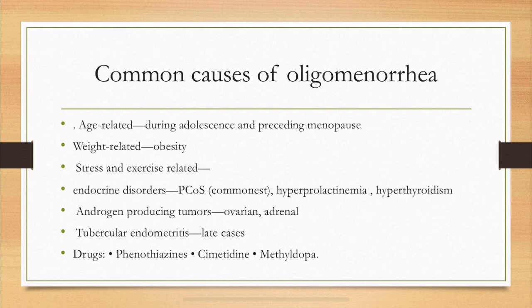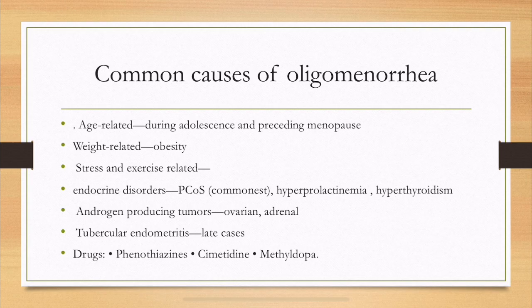Hyperprolactinemia, hyperthyroidism. As we discussed earlier, with hyperthyroidism, there is an increased prolactin level. Once the prolactin levels are increased, they are going to inhibit the FSH and LH. By inhibiting the FSH and LH, estrogen won't be released, so endometrial growth does not happen and oligomenorrhea happens. Hyperprolactinemia, again, no FSH, LH, no endometrial growth, so oligomenorrhea.